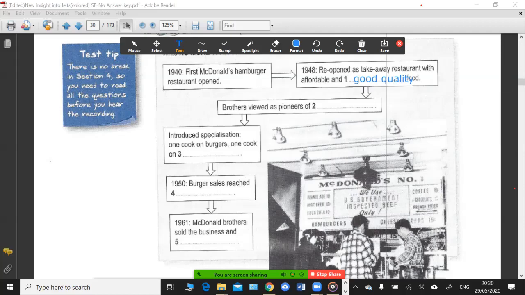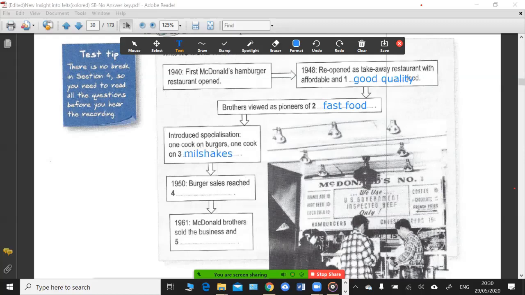Next, number 2. It's a fast food restaurant. Fast food. Yes, that's right. Number 3. Milkshakes. Milkshakes. Okay. Number 3, milkshakes. 1 million burger. Yes. Okay, number 4.